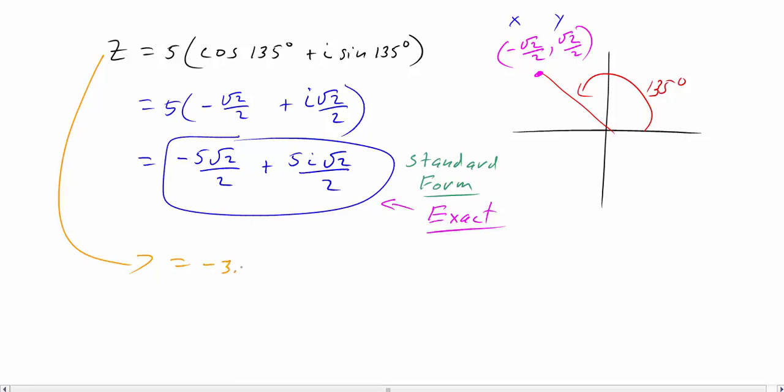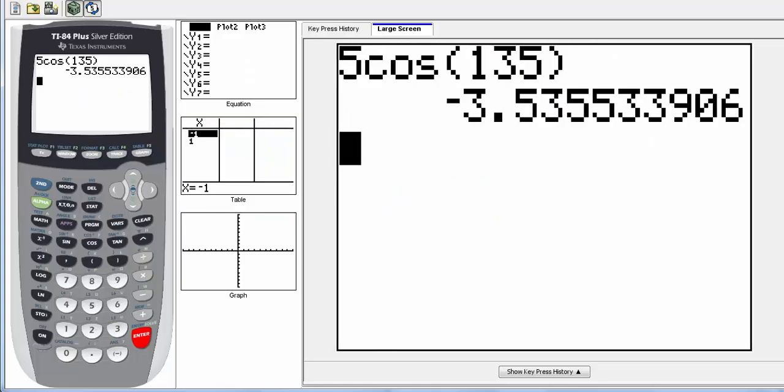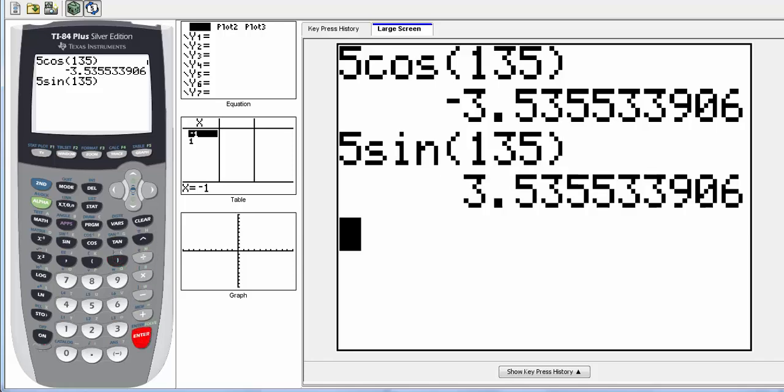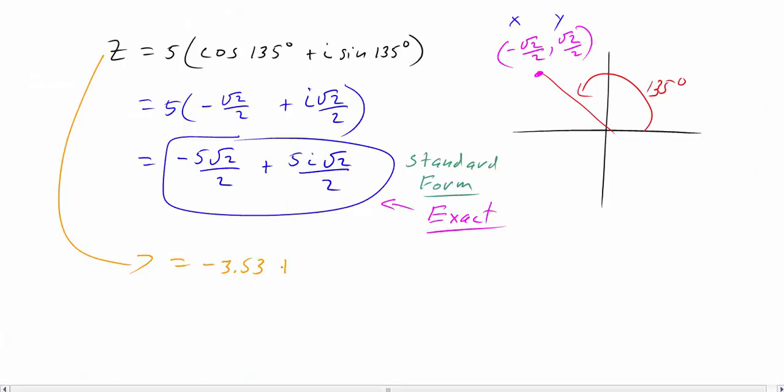Negative 3.53, and then the same thing for the sine function, so we say 5 times the sine, so we would have 5 sine of 135 degrees, and we get a positive 3.53. And of course, this one would be our imaginary part, so therefore it would be 3.53i.